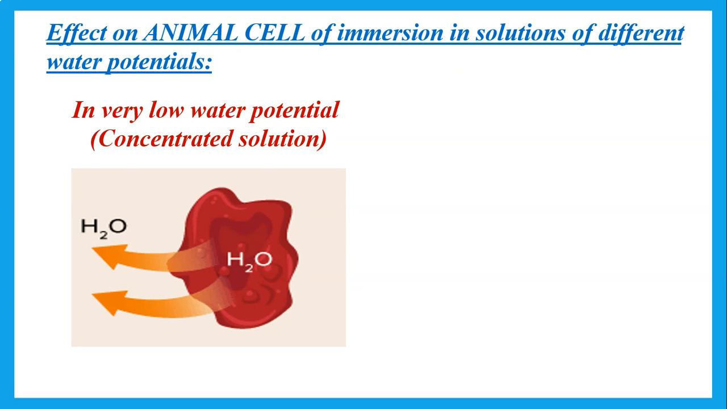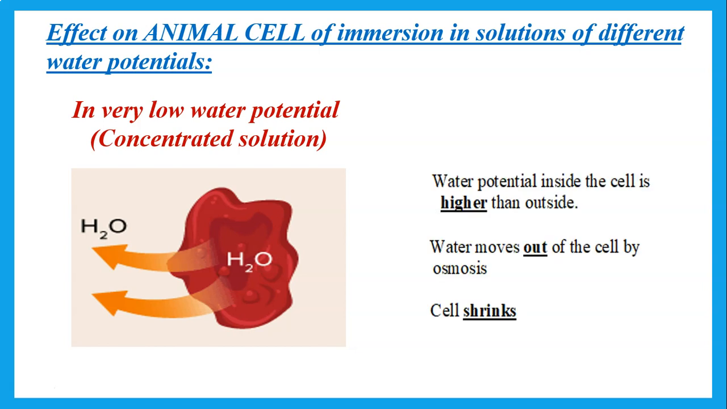Okay, so we need to talk about the effect on cells of putting them in different water potentials. So if I have an animal cell, like a red blood cell, and I put it in concentrated solution, what is surrounding it has very low water potential. Then what happens? The water potential inside the cell is higher than outside, that means I have more water inside than outside, so the water moves out of the cell by osmosis.